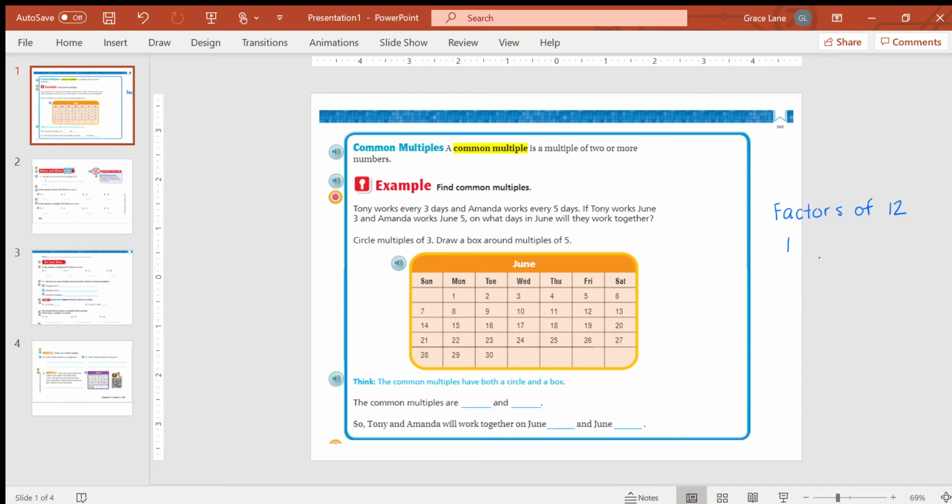So I know that 1 and 12 are factors because 1 times 12 will make 12. I know that 2 and 6 are factors because 2 times 6 is 12. And lastly, I know that 3 and 4 are factors because 3 times 4 is 12. So those are factors. Factors are the numbers that we're multiplying together. Today, we're adding in a new vocabulary word called multiples.